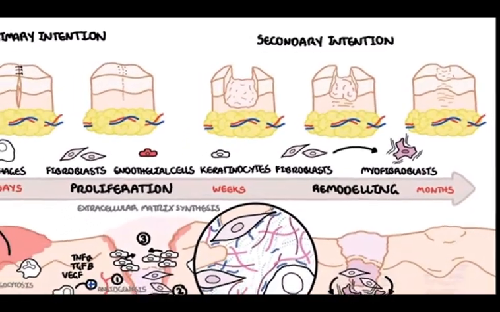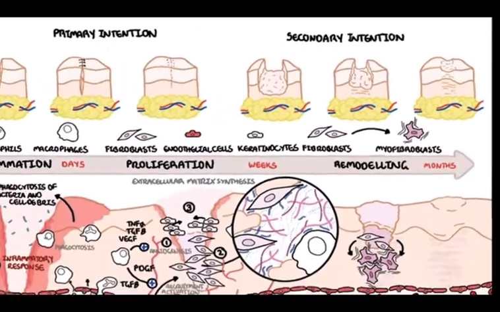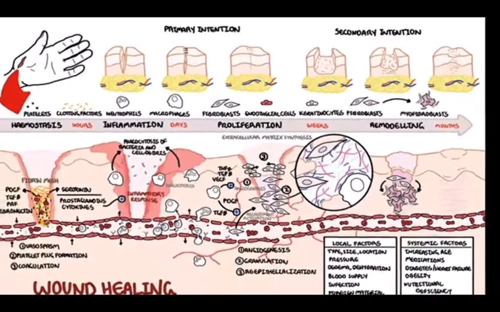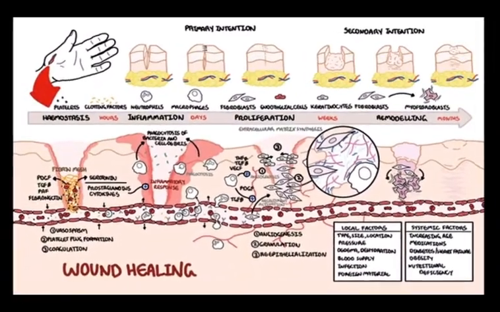So in summary, wound healing involves 4 phases: hemostasis, inflammation, proliferation, and remodeling. We discussed factors that could impair wound healing, local factors and systemic factors.